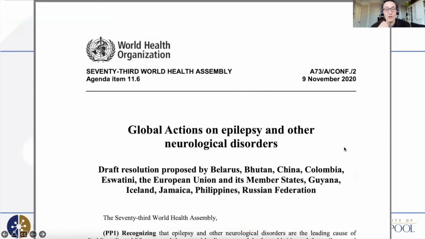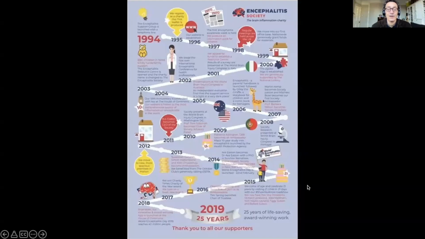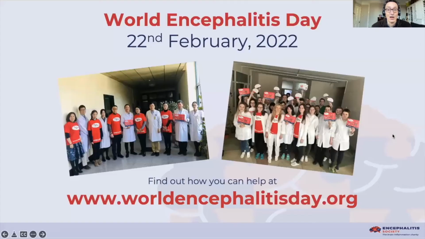Many of you will know that the World Health Assembly announced in November 2020 the Global Action Plan on Epilepsy and Other Neurological Disorders. And I mentioned at the start that I'm the president of the Encephalitis Society. This has now been going for over 25 years. And just before the pandemic started, I should have mentioned World Encephalitis Day is 22nd of February every year. We'll have had this year's by the time we have this conference.